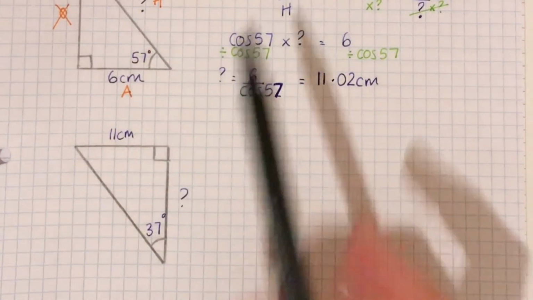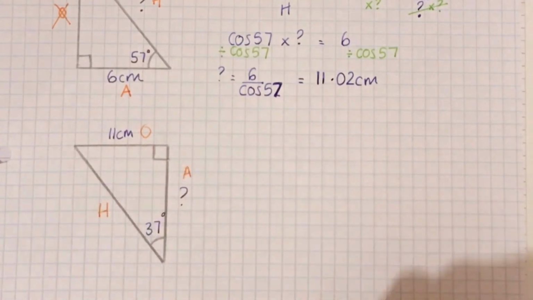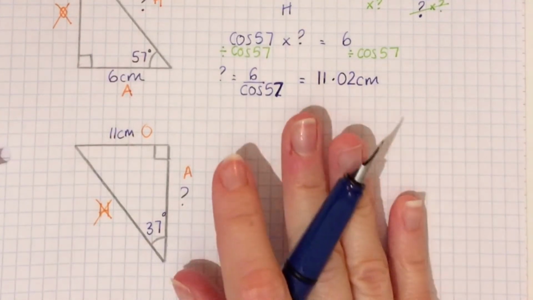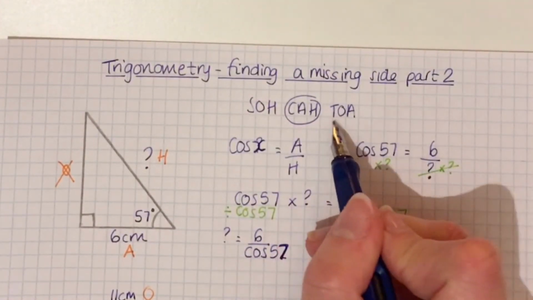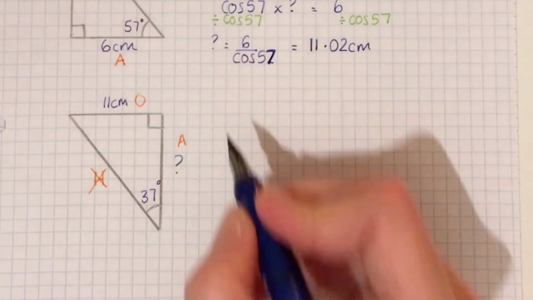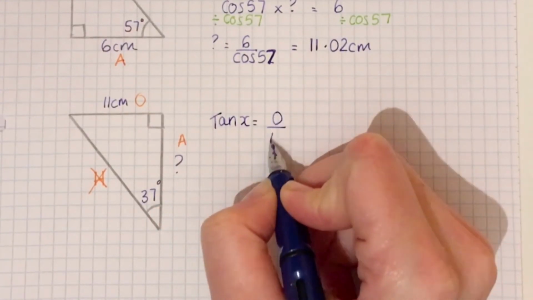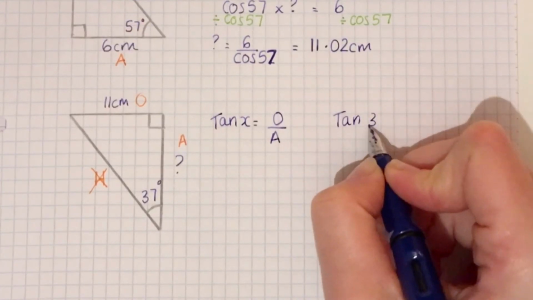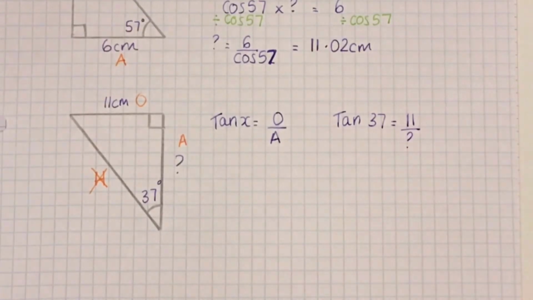So label the sides. I've got O, A and H. This time I don't need H. So out of our word SOHCAHTOA, I'm going to be using TOA on this one. So what that is, I've got tan x equals O over A. So tan 37 equals O, which is 11, and we're working out A.